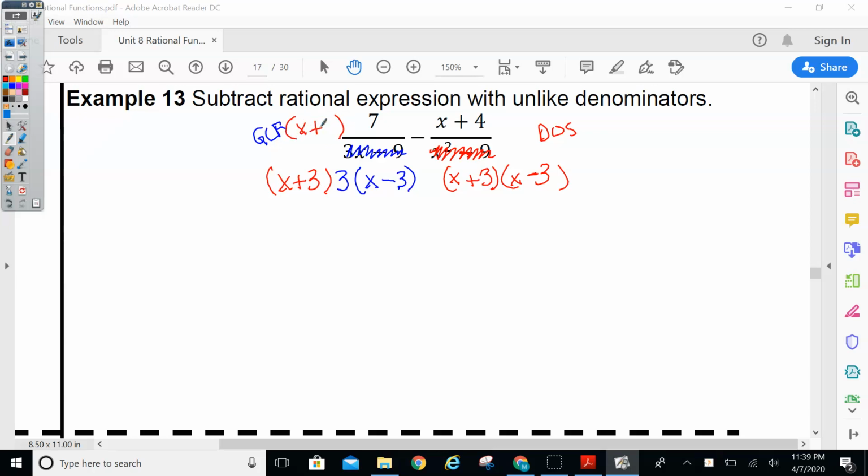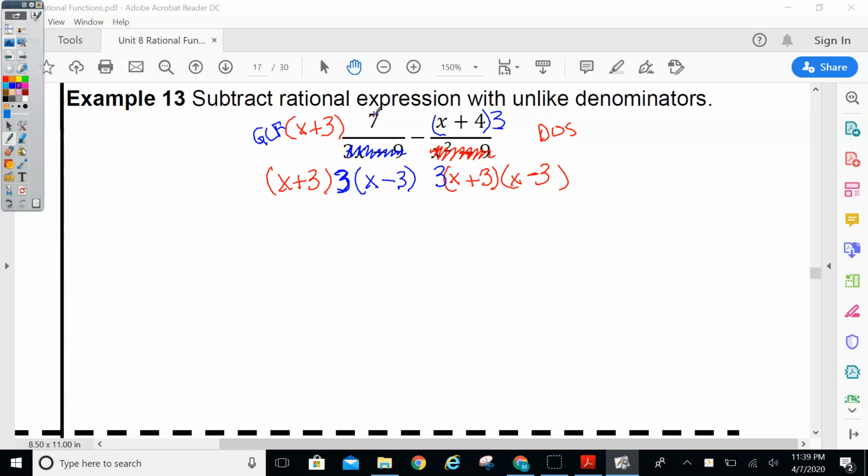X plus 3. Now what does this one have that this one doesn't? It has that multiple of 3 in the front. So here I need to multiply this one by 3, which means I need to multiply this thing by 3. Put 3 over here. It doesn't matter where you put it. Okay, so let's see what we have.